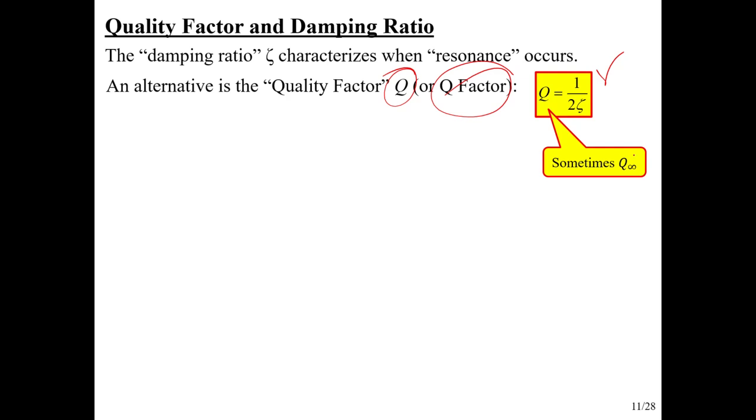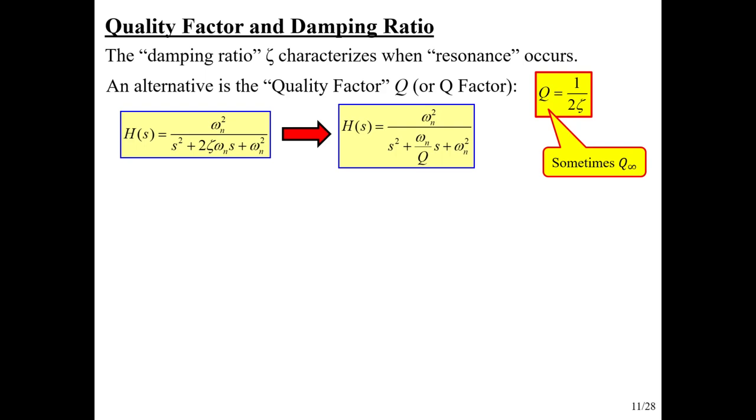Now, some authors, Zolzer in particular, at least in one of his 2 books, uses Q sub infinity. I don't really know why, but I'm just alluding to that there. So if we make this substitution, we replace 2 zeta by 1 over Q, and now we get something that looks like that. Notice that zeta and Q are inversely related to each other.